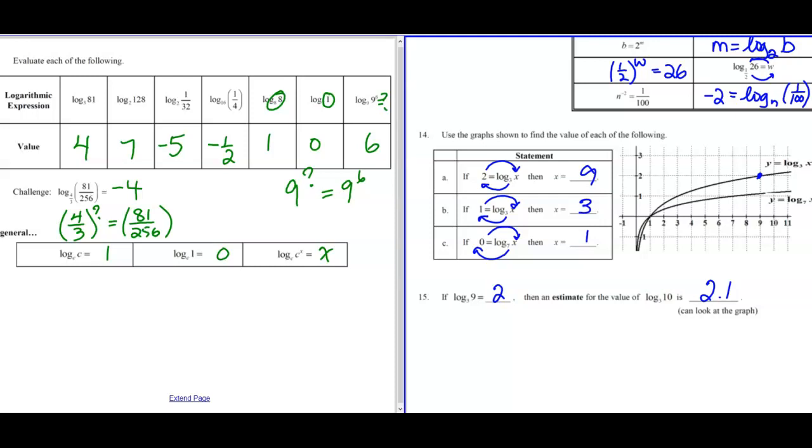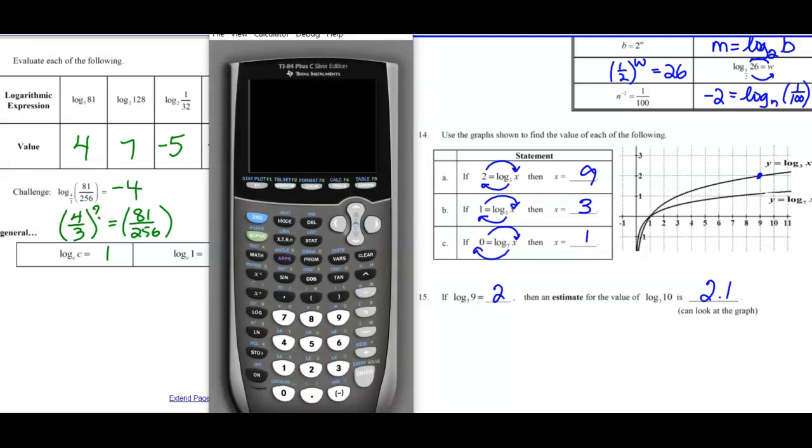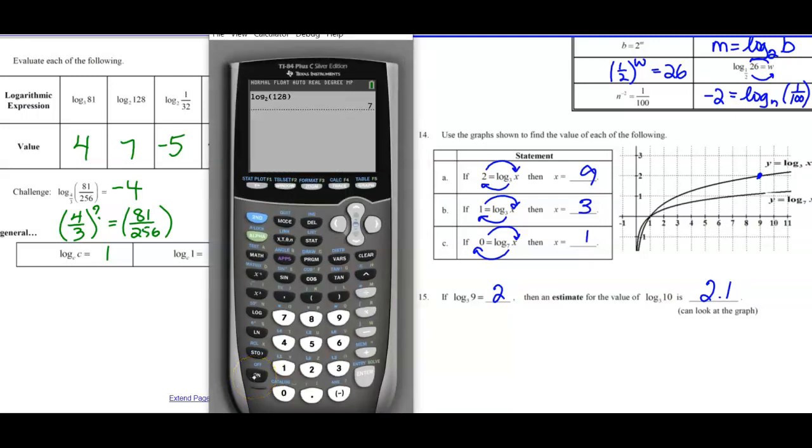On your calculator, if you have that capability, most of you do, then you would just go math up to log base 3, 10. Well, it rounds to 2.1, so pretty good.